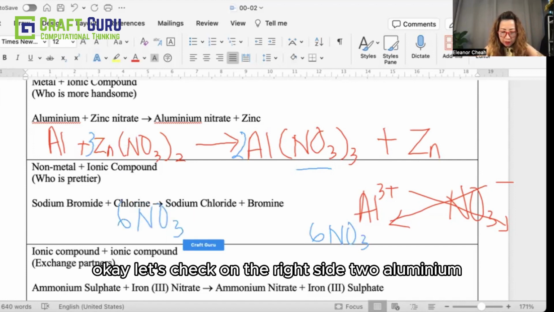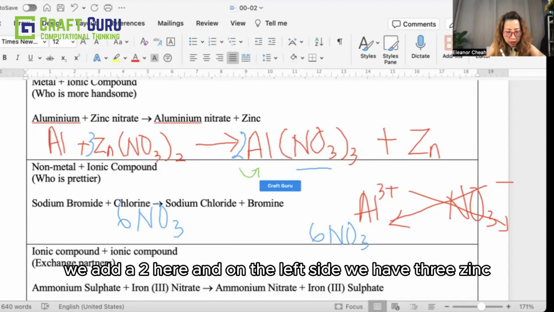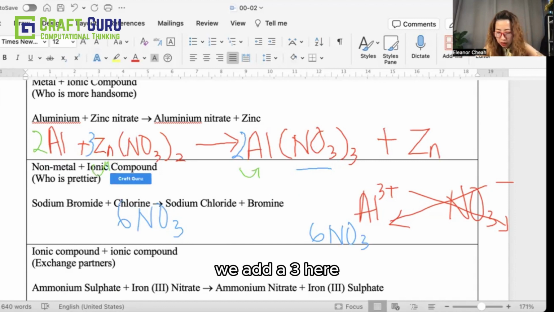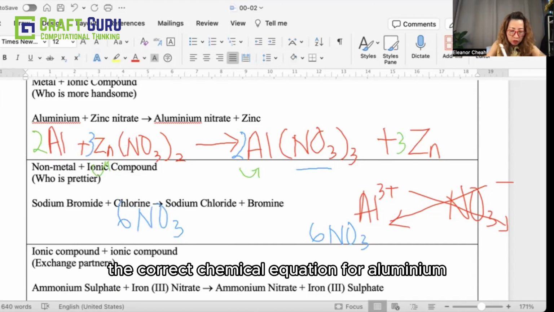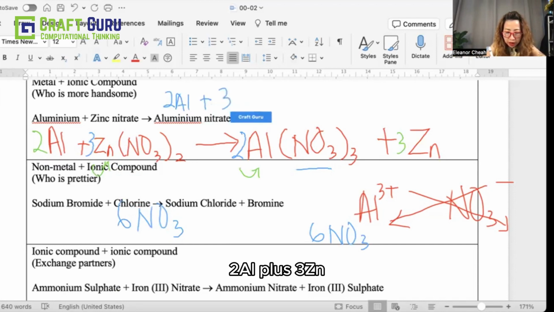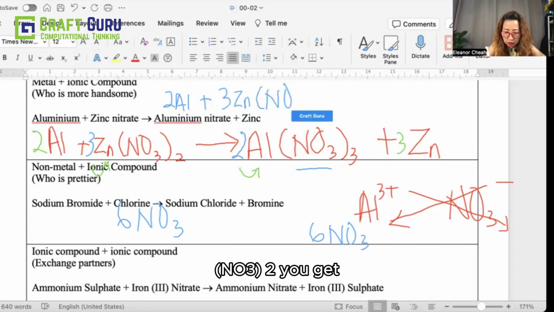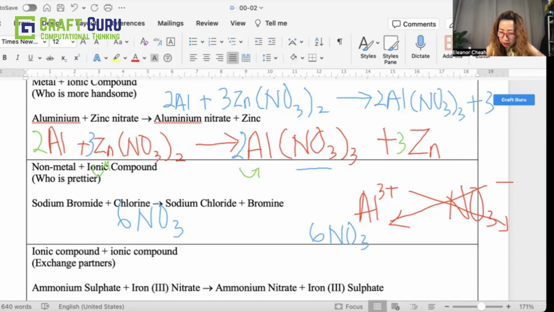Okay, let's check on the right side, 2 aluminium. We add a 2 here. And on the left side, we have 3 zinc. So we add a 3 here. Okay, so the correct chemical equation for aluminium reacting with zinc nitrate is 2Al plus 3Zn(NO3)2, you get 2Al(NO3)3 plus 3Zn.